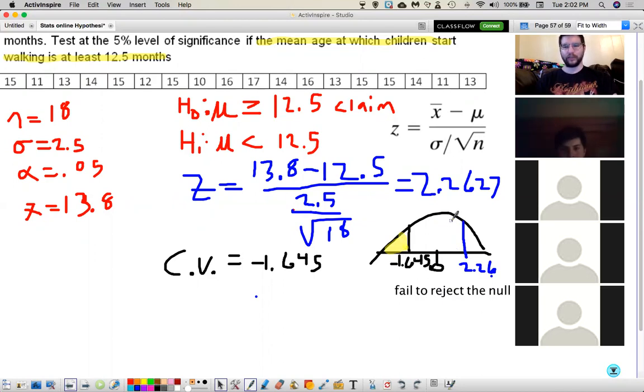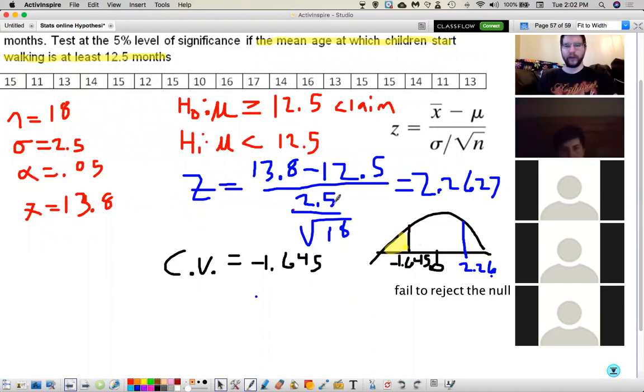Now, if we would have had a two tail and we had that positive right there, then we'd reject the null because it would be in that shaded region. But since it's a left tail, we're shading to the left only. Right tail, we shade to the right only. Two tails, the only time you shade both ways.